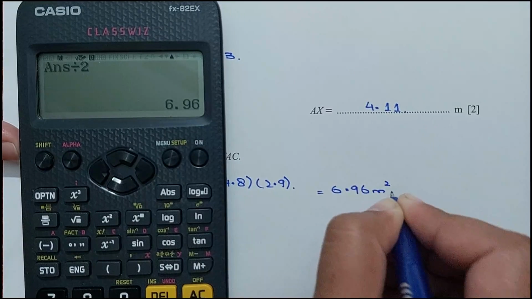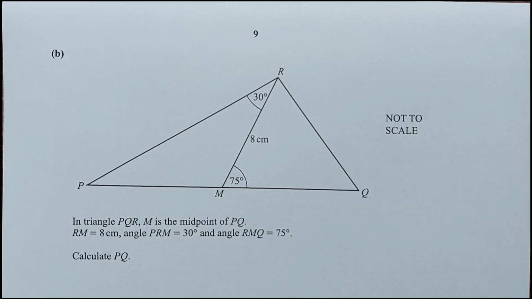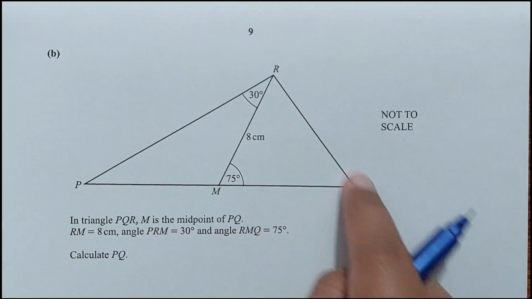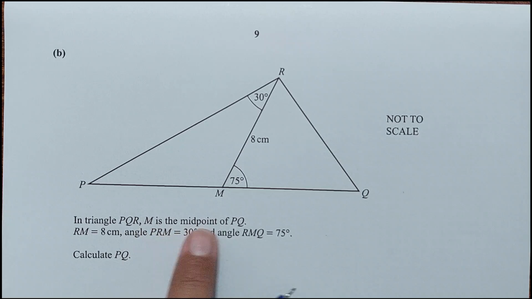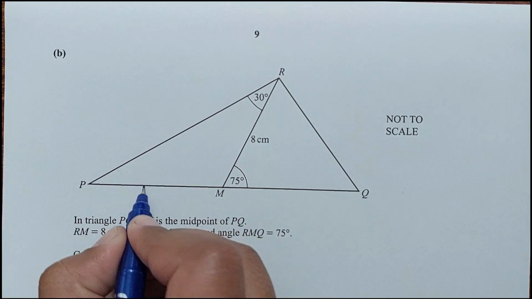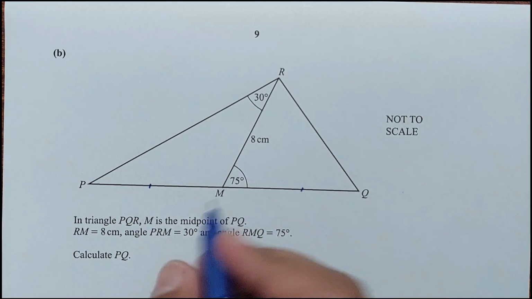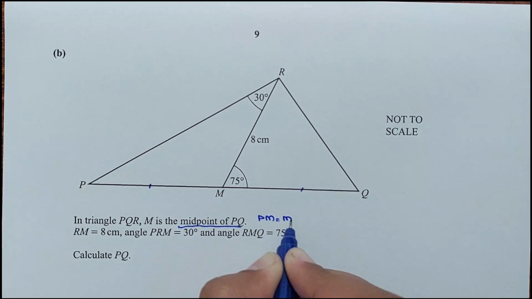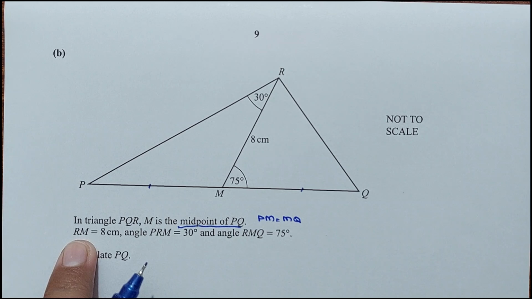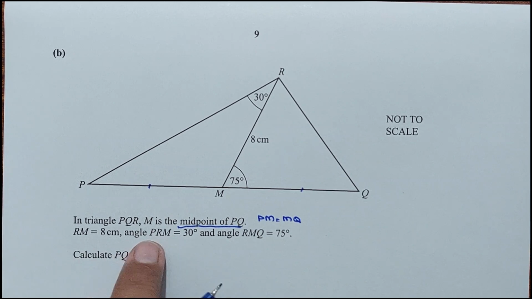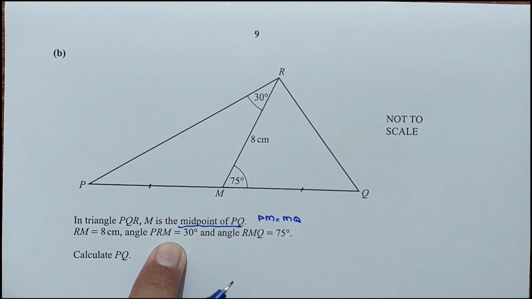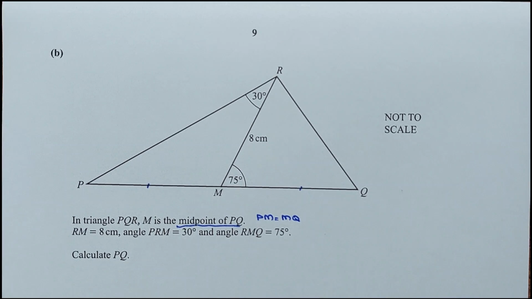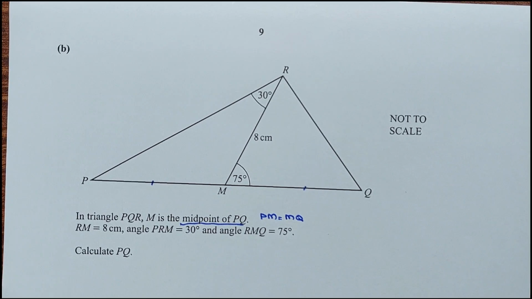6.96 meters square. Right. Now for part B, in triangle PQR, P, Q and R, M is the midpoint of PQ, right? So it means PM and MQ should be same, right? PM equals MQ, it's a midpoint. RM is 8 meters, and angle PRM is 30 degrees, and angle RMQ is 75 degrees. Calculate PQ, the length of PQ we have to calculate. All right.